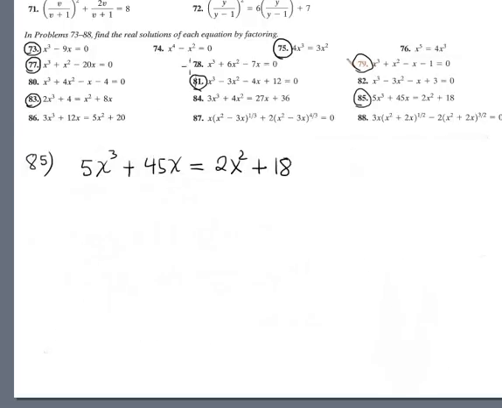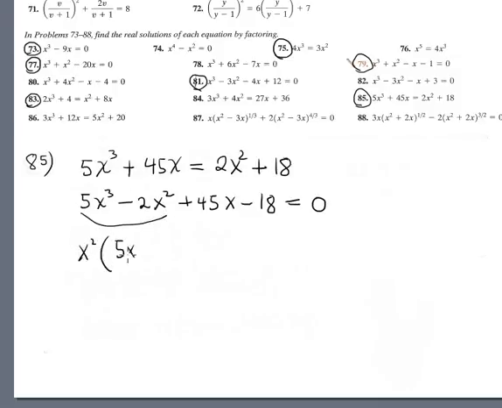Okay, 85 again is a factorable equation. Let me organize it in standard form. 5x cubed minus 2x squared plus 45x minus 18 equal to 0. The right-hand side must be 0, standard form. I'm organizing in descending order of the degree: 3, 2, 1, 0. Now what is the greatest common factor here? x squared, 5x minus 2. What is the greatest common factor in this case? 9, we have 5x minus 2.